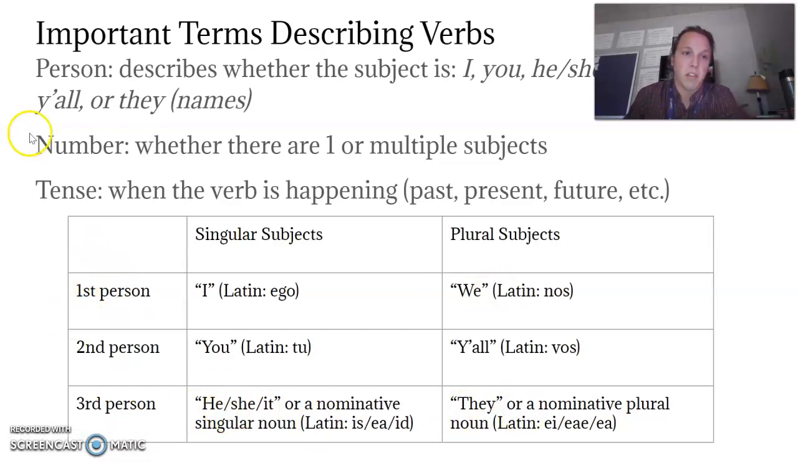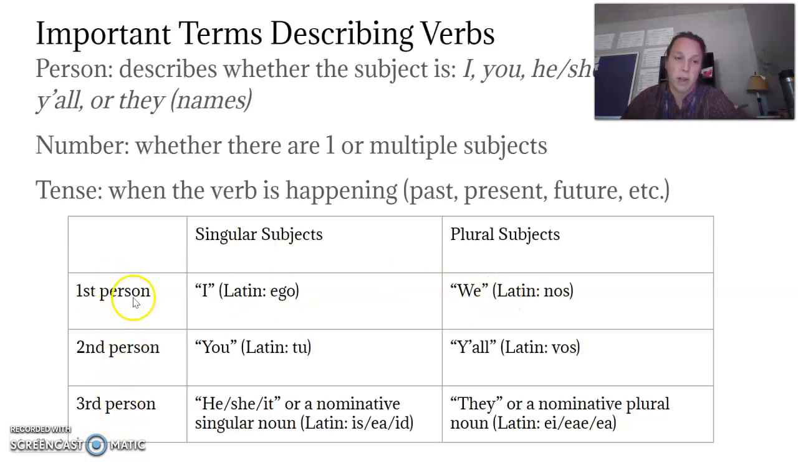So that's the person. Let's talk about number. Now, we said first, second, third. Those are numbers, but that's not what we're talking about when we talk about a verb's number. Number just means whether it's singular or plural. Is one person doing it or a bunch? And that's basically it. So when we're describing a verb, I may say the first person singular. First person singular means I. Or I may say first person plural. First person plural means we.